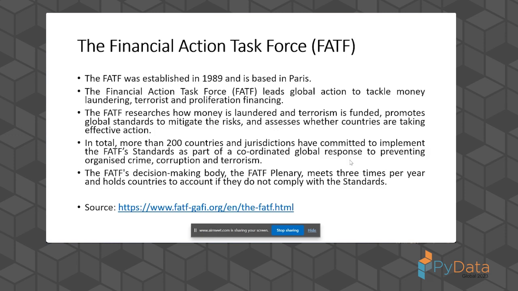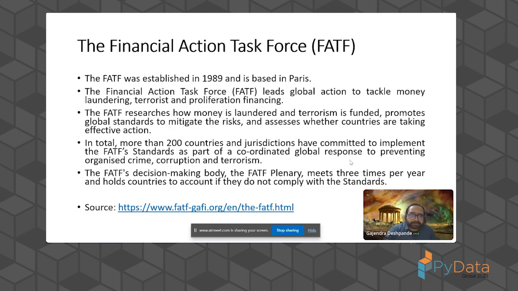In total, more than 200 countries and jurisdictions have committed to implement FATF's standards, and FATF's decision-making body, that is called the FATF plenary, meets 3 times per year and holds countries to account if they do not comply with the standards. You can refer to the link given in the slide for more information and activities about FATF.